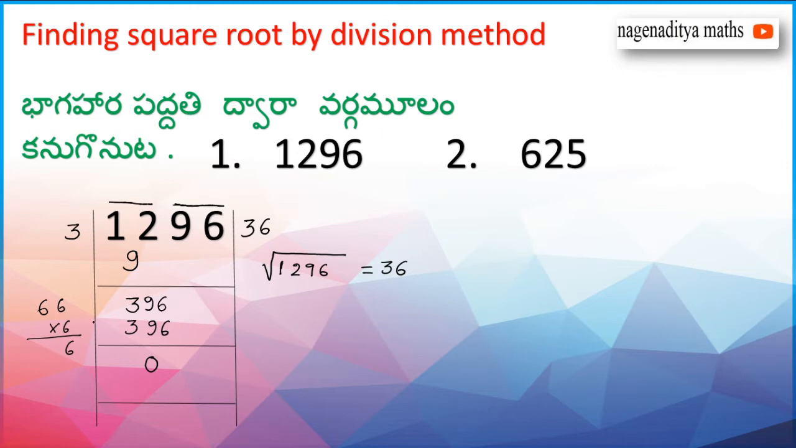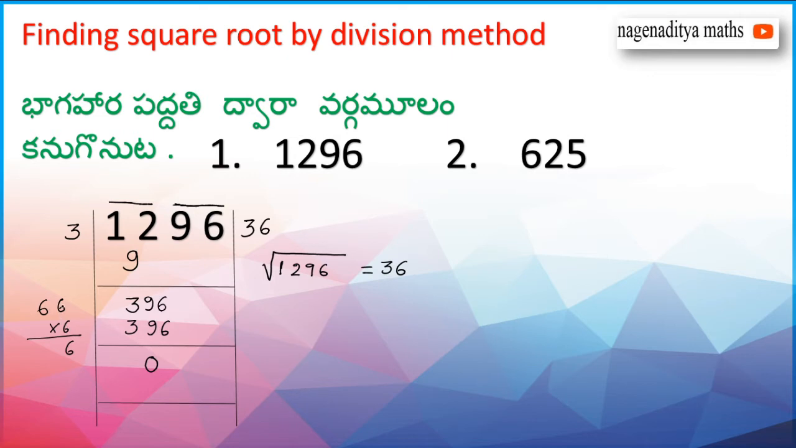Okay, 3 2s are 6 here. So after this we have to continue this process like this. We have to put a digit here. Which digit we put here, we have to multiply the given number by the same digit. That means I am going to write a 6 here, so we have to multiply it by 6 only.